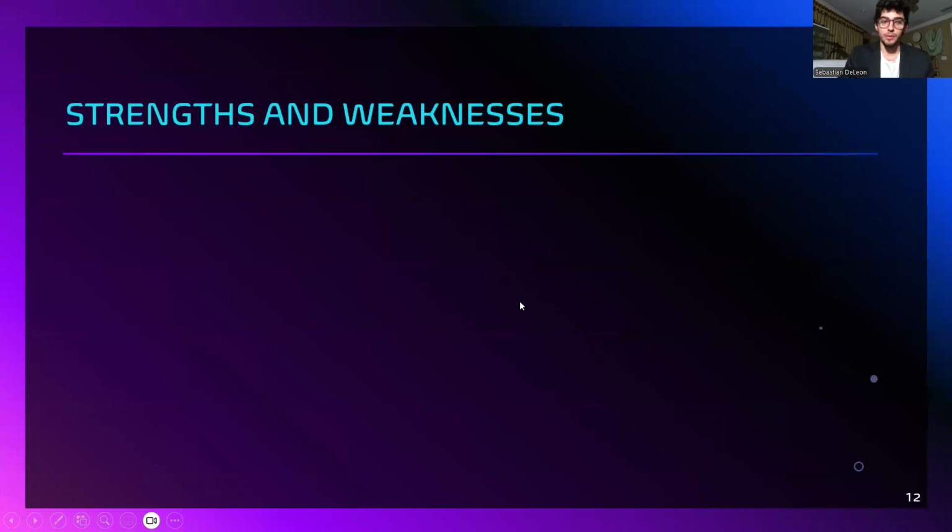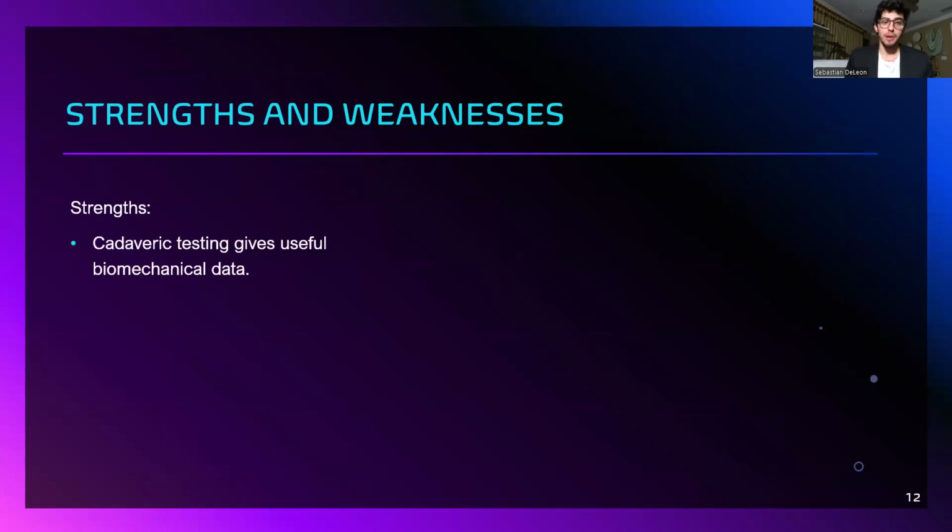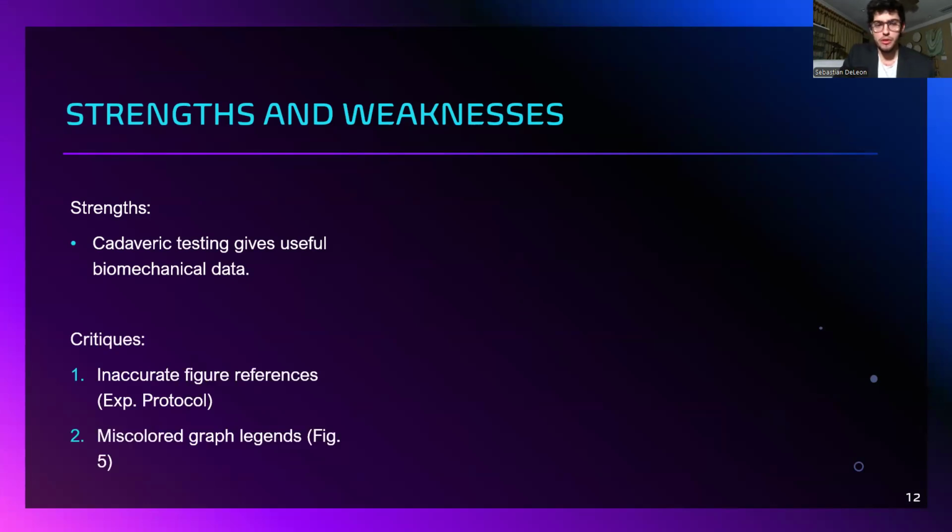I'll be covering some strengths and weaknesses of the paper. Strengths: cadaveric testing gives useful biomechanical data that can be used without clinical convolutions. However, it can't be applied in a clinical setting. Some of the critiques that I had with the paper are small things, but there's an inaccurate figure reference in the experimental protocol section. They were alluding to figure 2C, but figure 2 only had parts A and B, so a non-existent figure was referenced. There's also a miscoloration in the graph legend in figure 5.